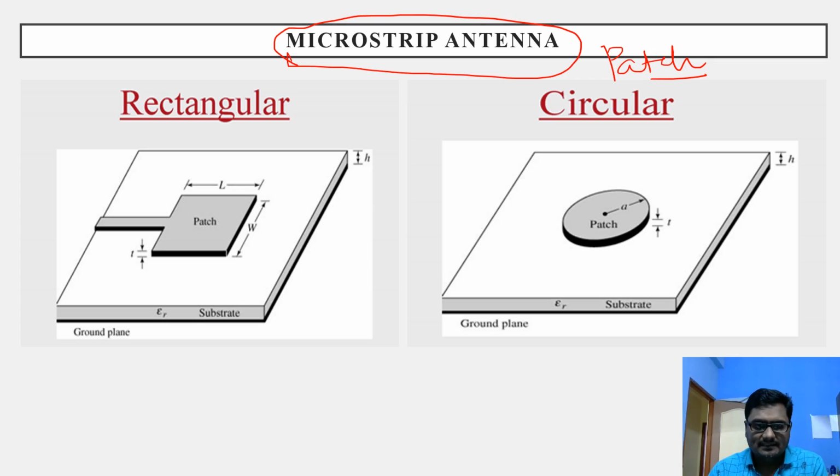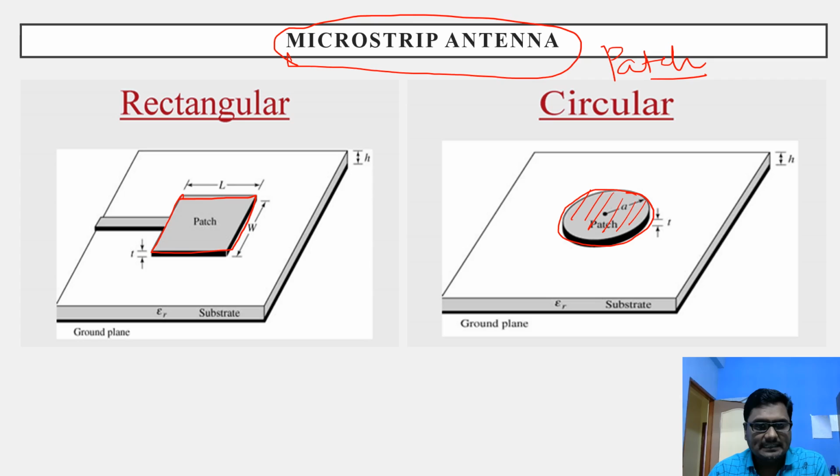Now look at this. This is the actual antenna. This is the actual patch. It is a square patch, a rectangular patch. And here in the second image, where I am showing circular microstrip antenna, look at this. This is a circular patch. It means this is the actual antenna. You can feed this antenna or this antenna. So first come to the rectangular antenna.